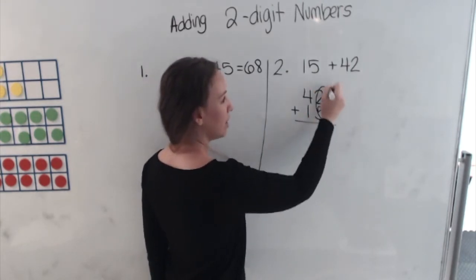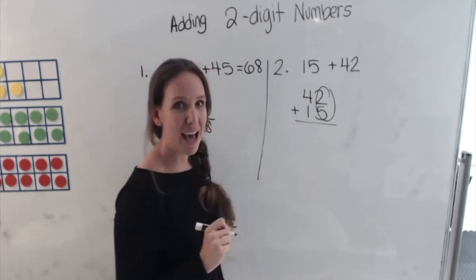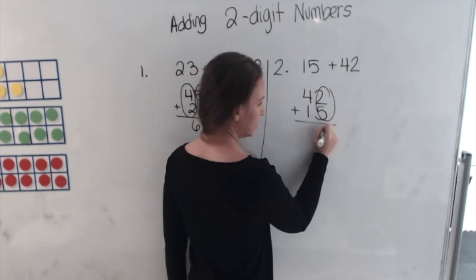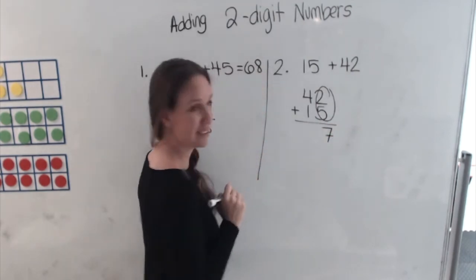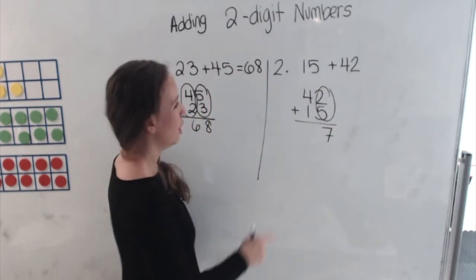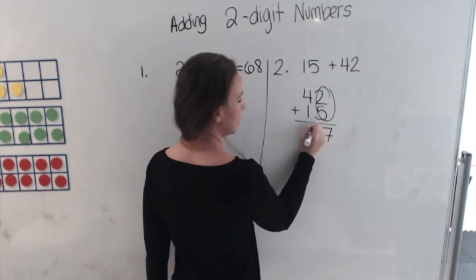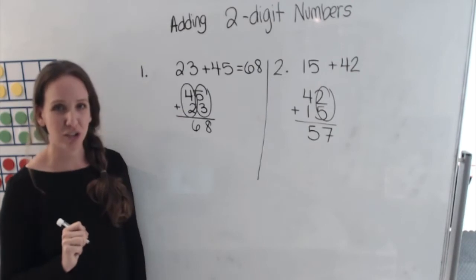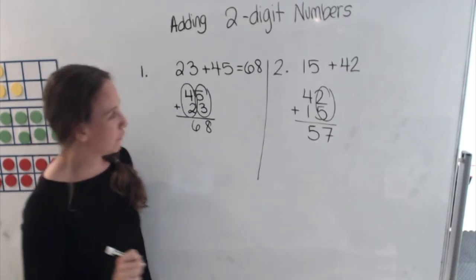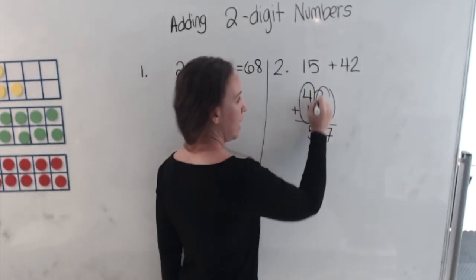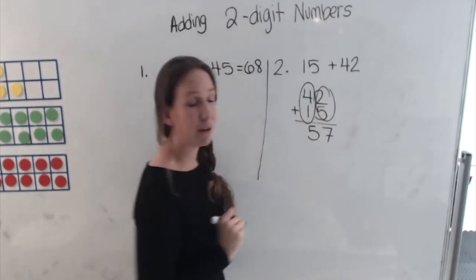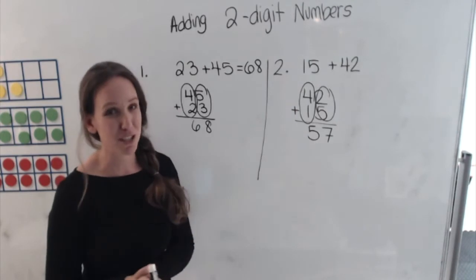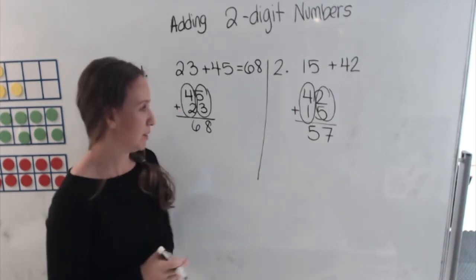And just like we've done every time, we're going to go with the last column first. 2 plus 5 is 7, that's right. Good job. 4 plus 1 is 5. And that's it. That's how we add 2-digit numbers. Okay, if you notice, we just line them up and add going down. But it's really important, the order. The order is the most important thing because tomorrow it's going to get a little more challenging.